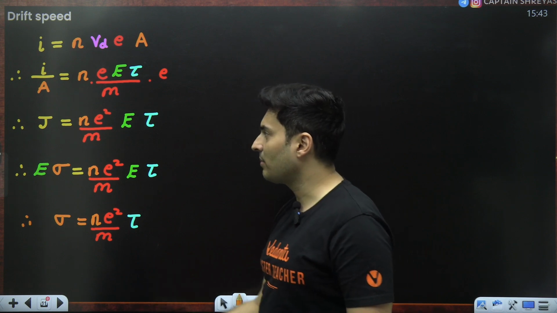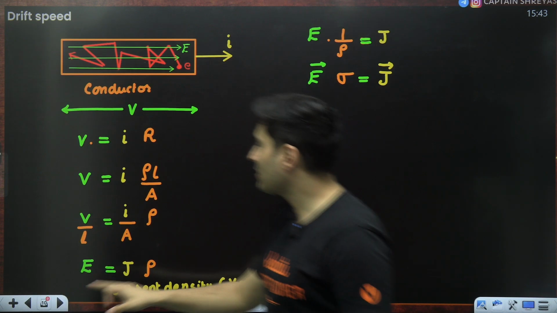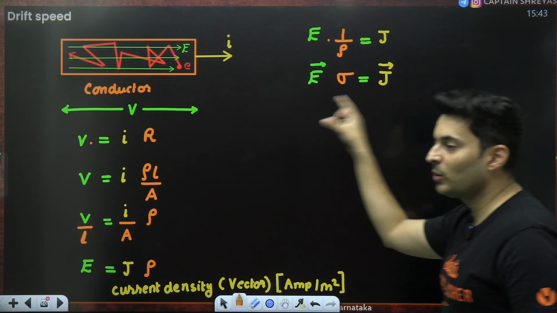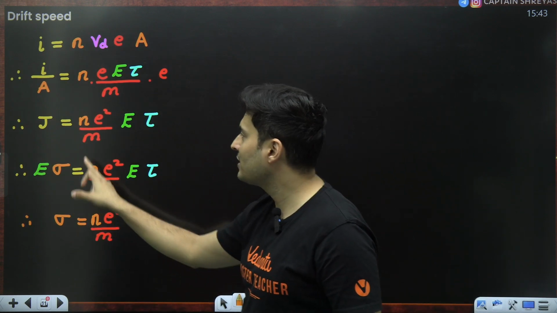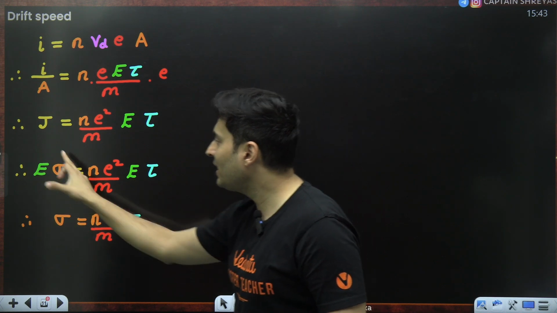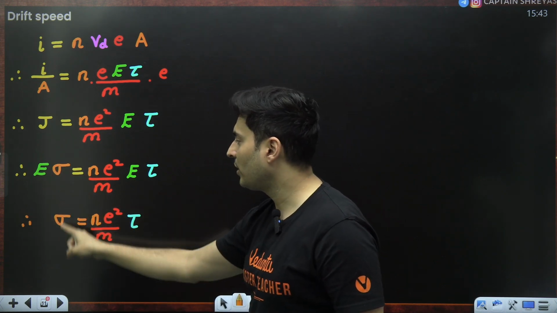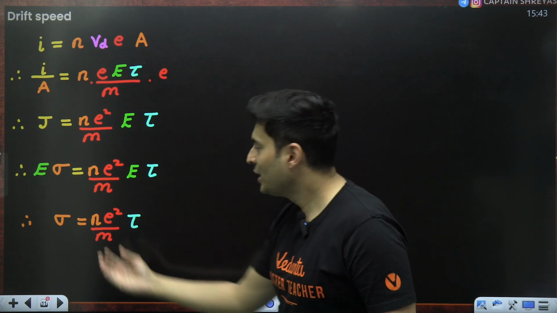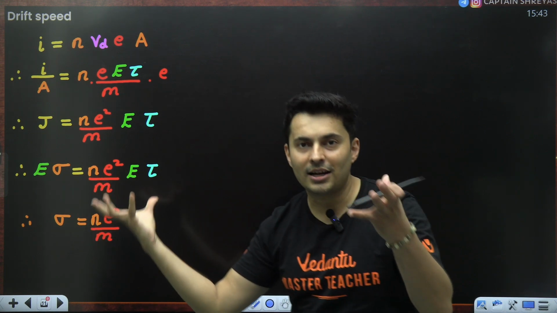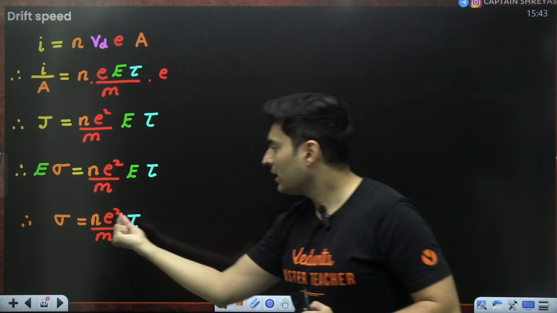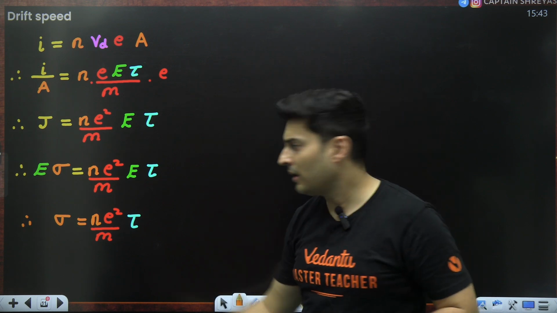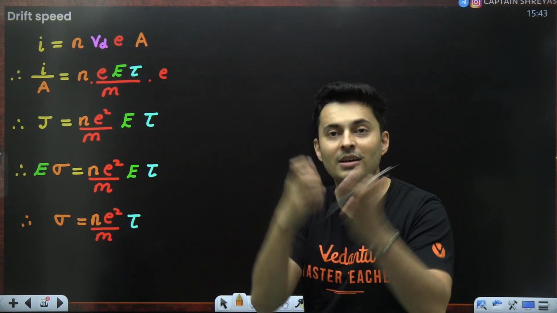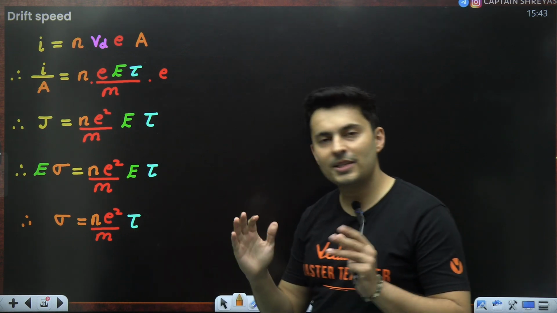Okay, what's the next step? J, we just discovered over here, is E sigma. J is equal to E sigma. This E and this E will cancel. So what is left? Sigma is n e square tau by m. So conductivity is number of charge carriers per unit volume into the electron charge square by the mass of the electron into the time between successive collisions, which is also called your relaxation time.